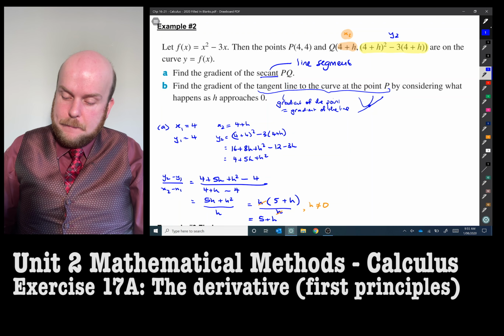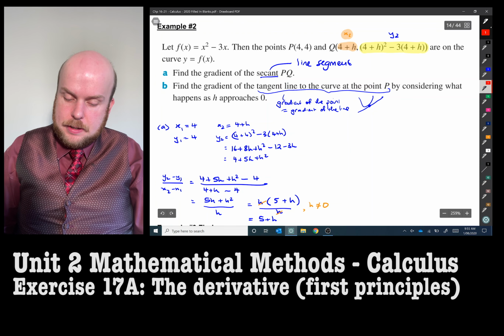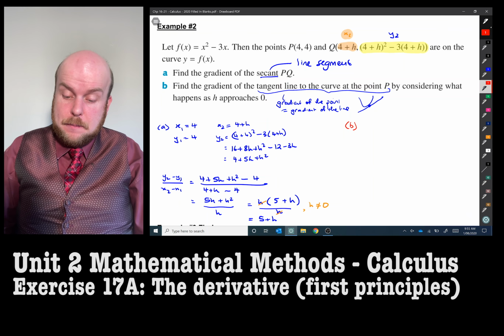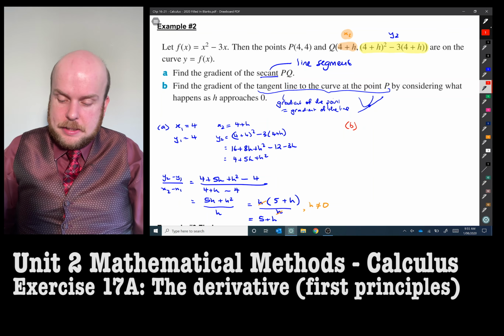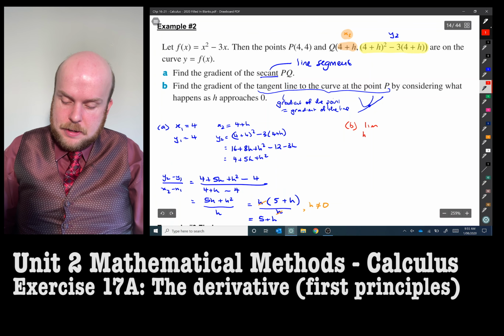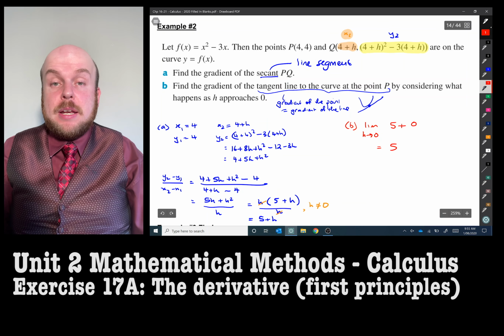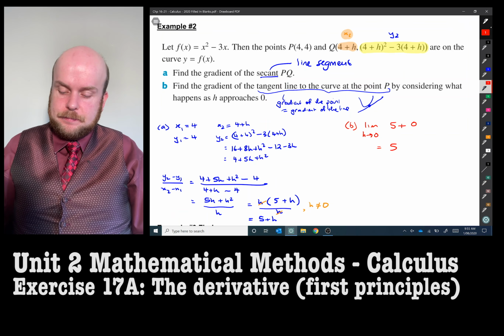So then for part B, we need to find the gradient of the tangent line at that point P. So all that means is that the limit as h approaches 0 will be 5 plus 0, which is equal to 5. So that is the gradient of that tangent line.